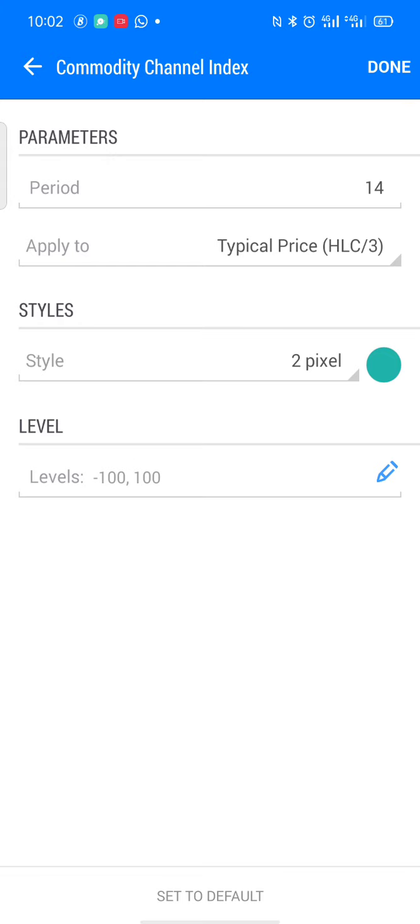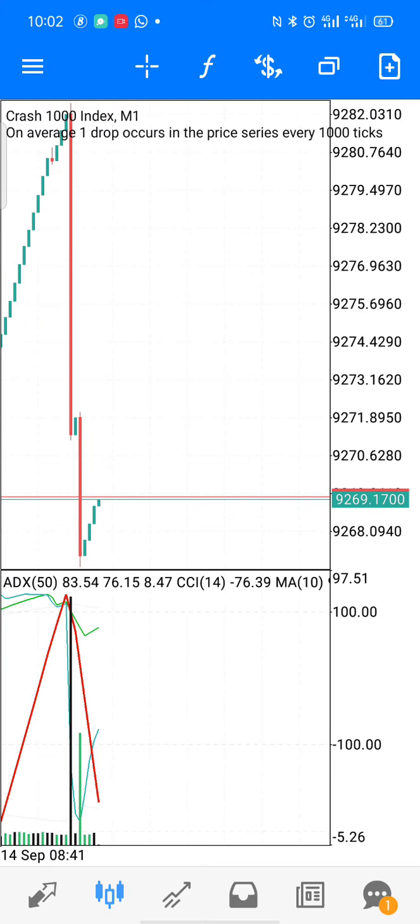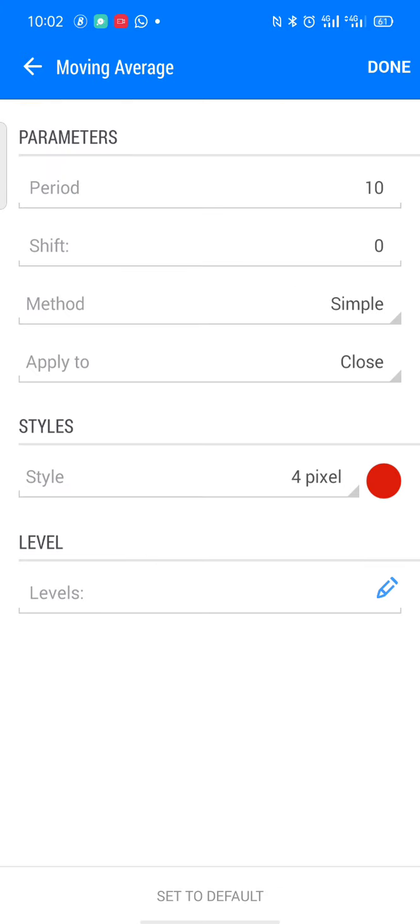You see that? Take a screenshot, guys, let's be fast here. Okay, the star, 2 pixel, use green. Then the levels are -100 and +100. You click done. The next indicator, moving average, take a screenshot, guys.